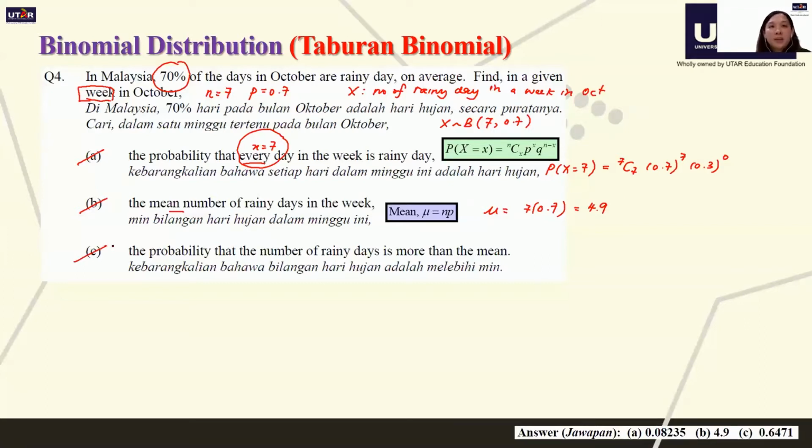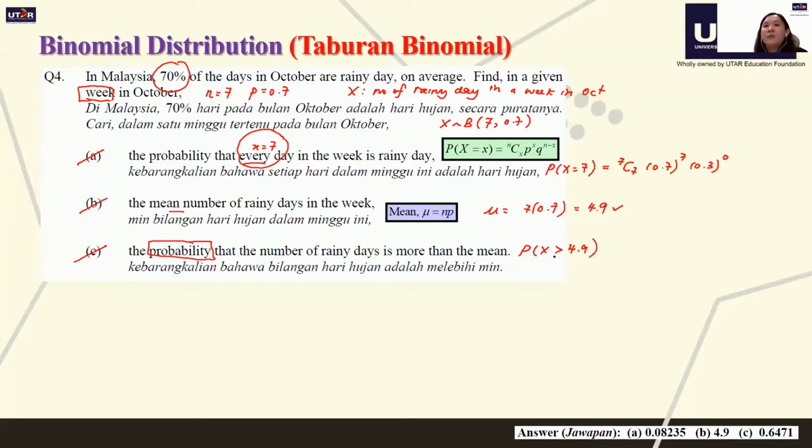So for part C, the question is also on probability, but they want to find the probability that the number of rainy days is more than the mean. I found this as my mean. So I will write this as P(X > mean), meaning P(X > 4.9).